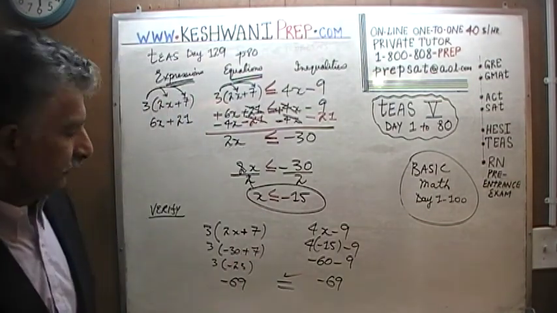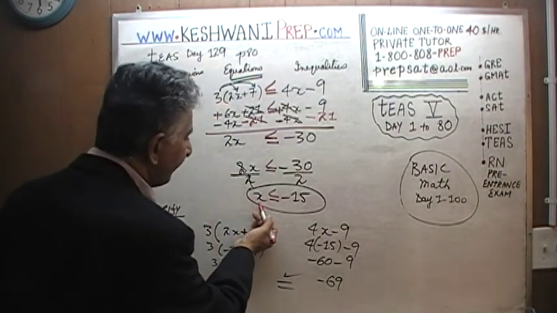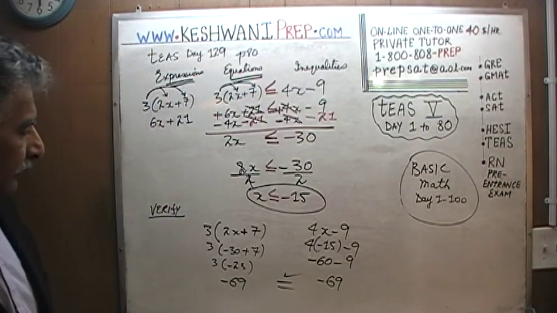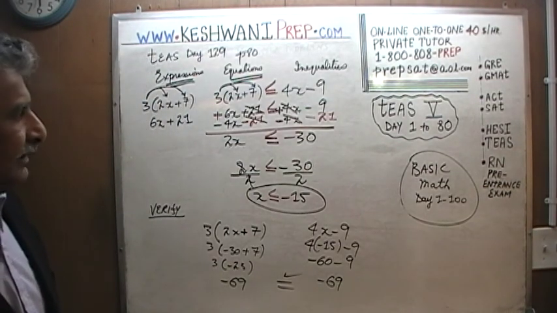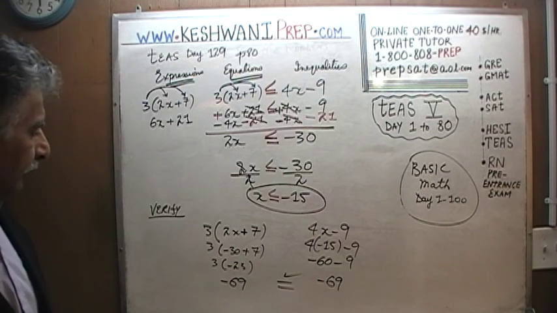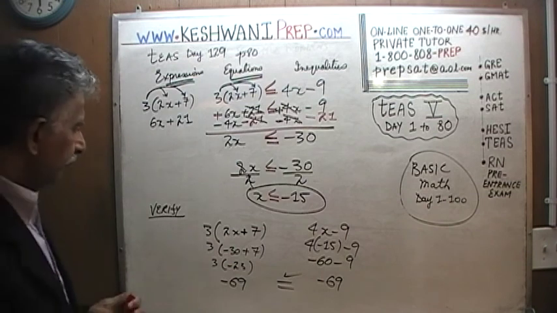Everything is the same. And here, we are claiming that x has to be less than or equal to negative 15. X has to be less than or equal to negative 15. Do you understand?